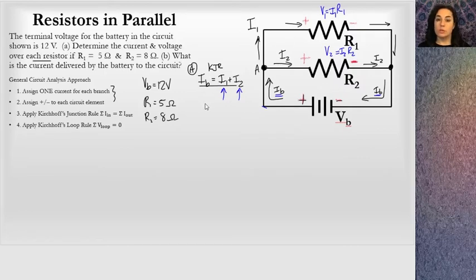Okay, so that means I need to shoot for 3 equations overall, and that's okay because I have a couple of loops I can do in this problem. Let's do a green loop.